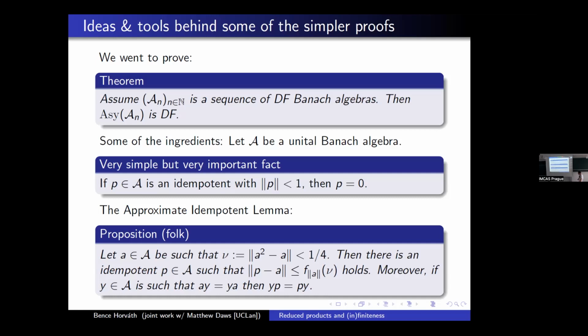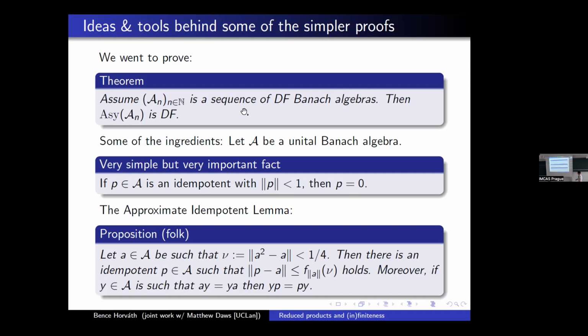I'm not sure, but I think some version of this is in Blackadar's K-theory book, though I'm not completely sure. Anyways, the result is this: suppose you have an element A in a Banach algebra which is almost an idempotent, in the sense that the norm of A squared minus A is less than 1/4. Then you can find a genuine idempotent P such that it is close to your original element A, and this closeness is controlled by some nice function that I will show you in a moment. Moreover, whatever your element A commutes with, P will commute with it as well.